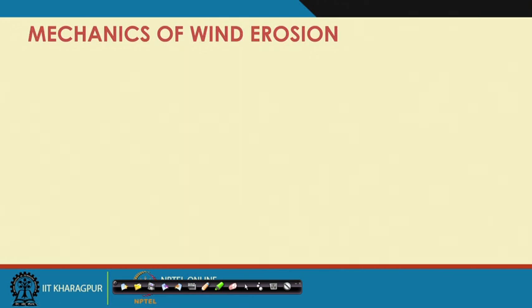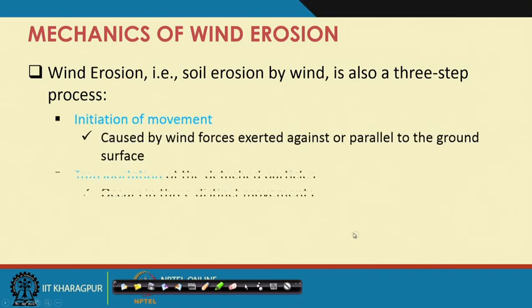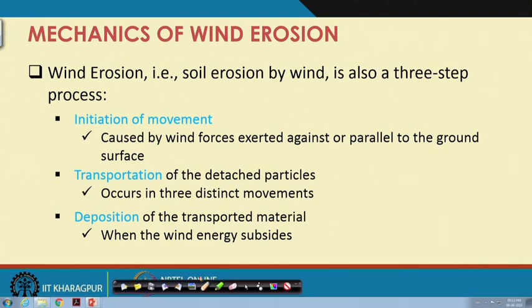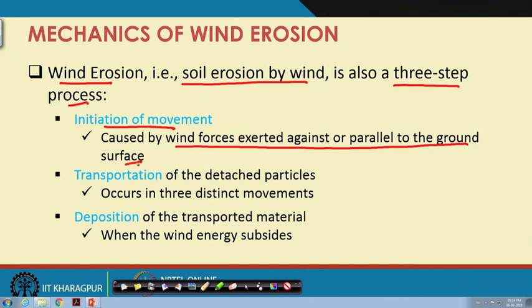Now, up till now we have been discussing one of the erosion agents, water, but we have already seen that water and wind are 2 major erosion agents. So, now we come to wind erosion, and soil erosion by wind is referred to as wind erosion, which is also a 3-step process. In this case, the processes are initiation of movement, which is caused by wind forces exerted against or parallel to the ground surface. Then we have transportation of the detached particles, which occurs in 3 distinct movements here also, and finally deposition of the transported materials when the wind energy subsides.